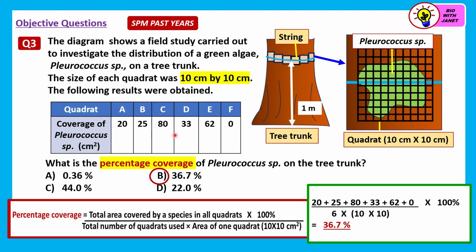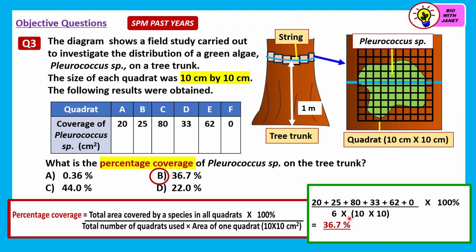So again, we have to add up all the values from the quadrats. Now this is the coverage. So add up all the coverage, or the area of coverage: 20 plus 25 plus 80 plus 33 plus 62. Even the zero, we have to include this quadrat as one quadrat, even though there's no Pleurococcus there. So anyway, divided by, the number of quadrats is not 5, it's 6. 1, 2, 3, 4, 5, 6, including the one with no Pleurococcus.